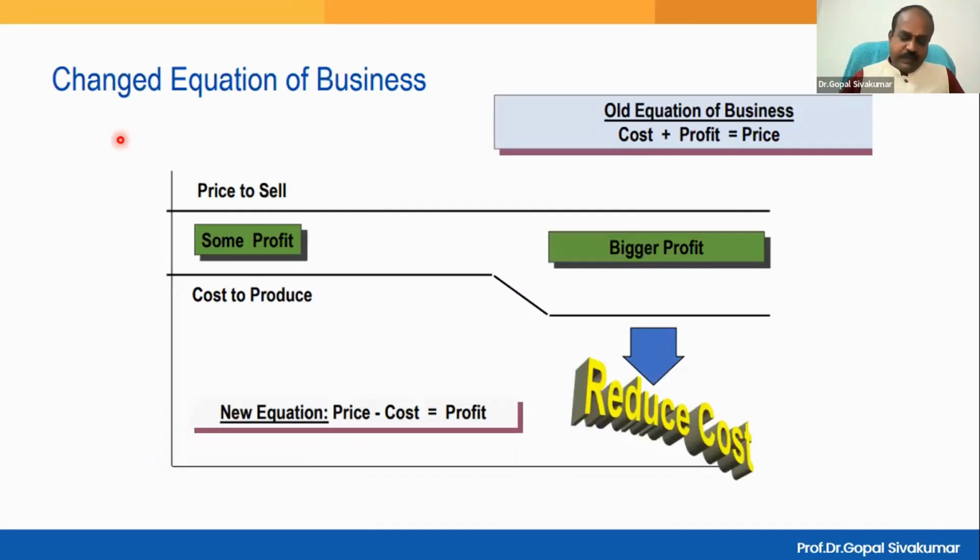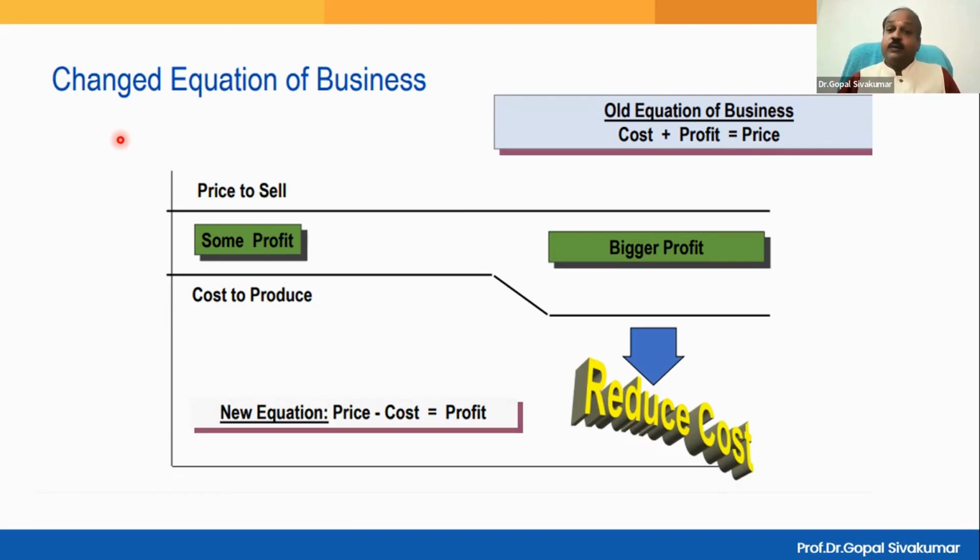Going to an equation of business. There is a first equation, the old equation. What is written there? Cost plus profit is equal to price. The manufacturing cost includes the overhead, all those things included. Cost per product is 100 rupees. I want 20 rupees profit, so I will add 20 rupees. Now my price of the product is 120 rupees.